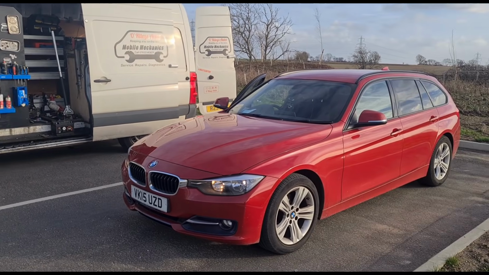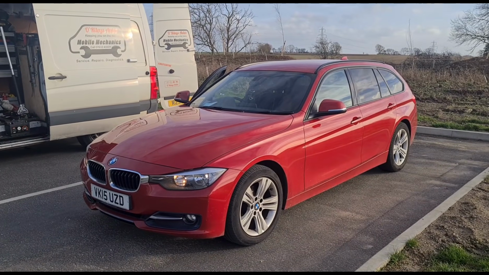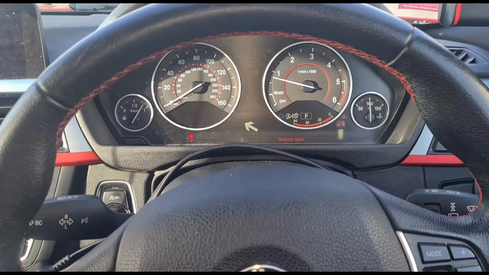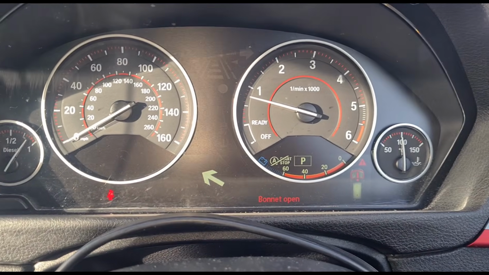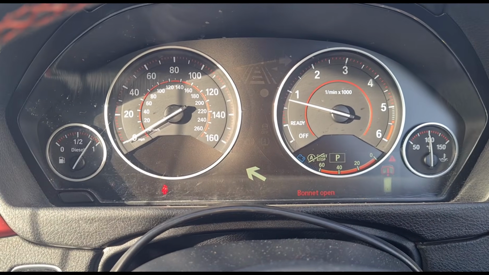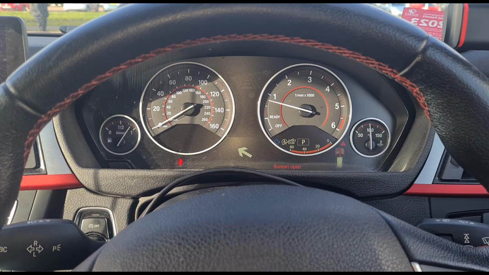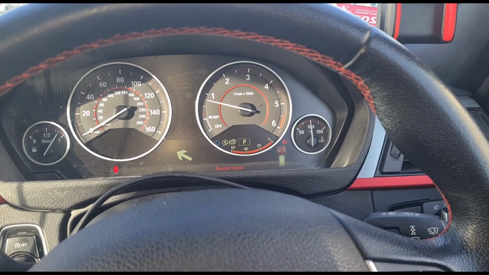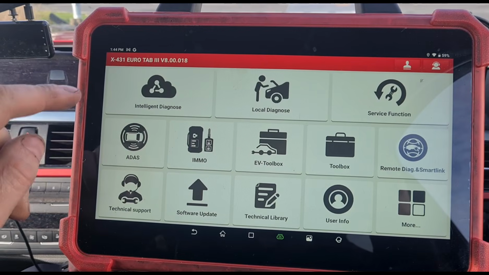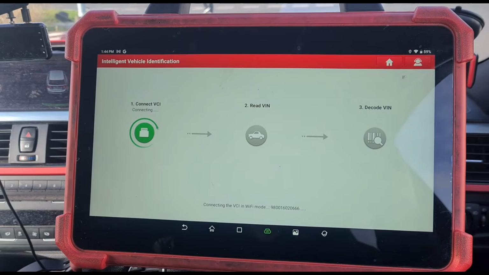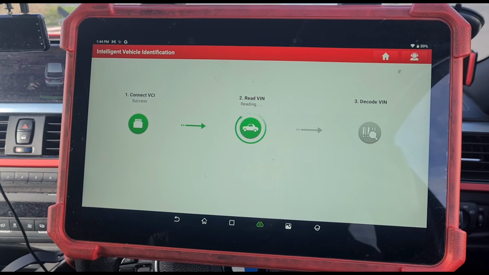Hello, it's Jimmy here. We're looking here at a BMW 3 Series diesel. Okay, so I'm in the car having a look. We haven't got any lights on here, but the customer's got his own scan tool, so he's been clearing the fault on the way down, unfortunately. So we might not get a code here. I'm going to use the Launch UK Eurotab 3 scan tool here. Set up a scan.